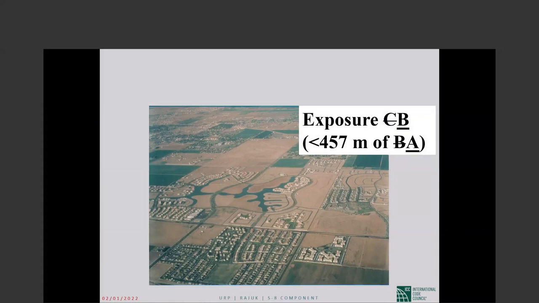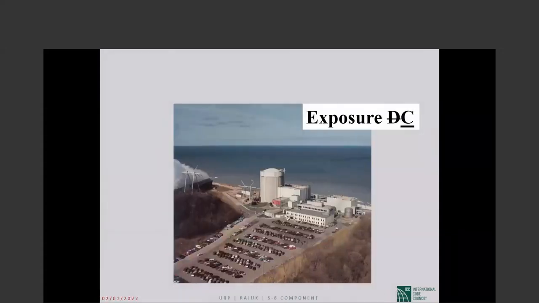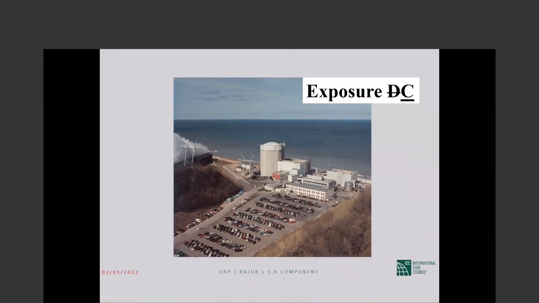This distance I will not go into, that's a detail. And this is exposure C. This is Duluth, Minnesota, sitting on one of the Great Lakes. This is Lake Superior. And it's a huge body of water. So when wind comes from this direction over the water, you have exposure C.